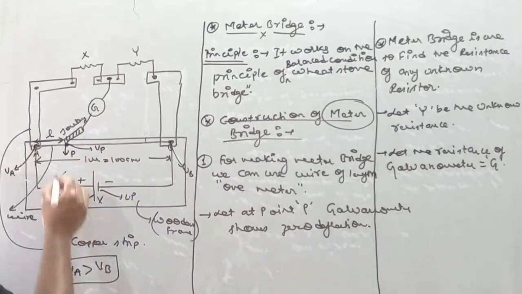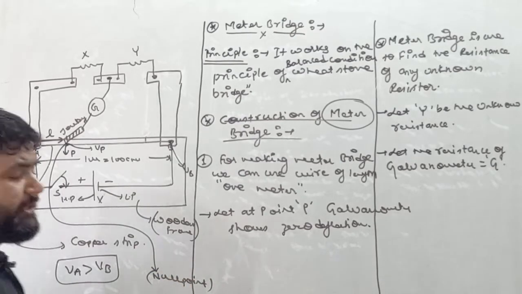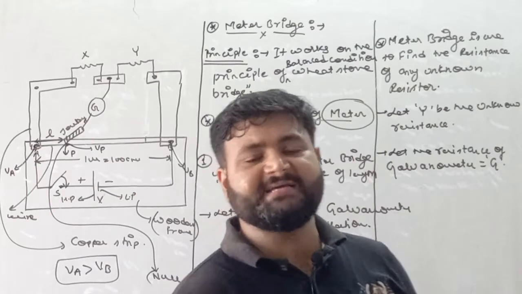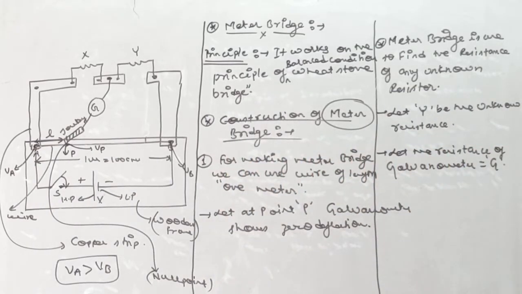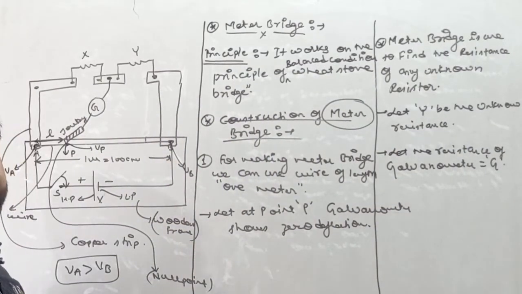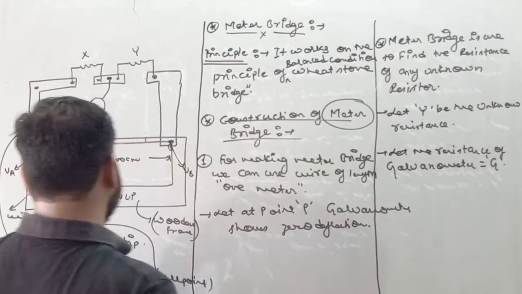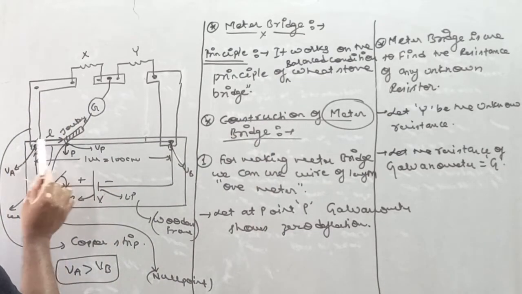And we know that the point where the galvanometer shows zero deflection is called the null point. Null point is that point which is basically where the galvanometer shows zero deflection. So let's suppose at point P, which is L distance apart from point A, the galvanometer shows zero deflection, and the galvanometer's resistance is G, and the length of the null point, let's suppose, is L.